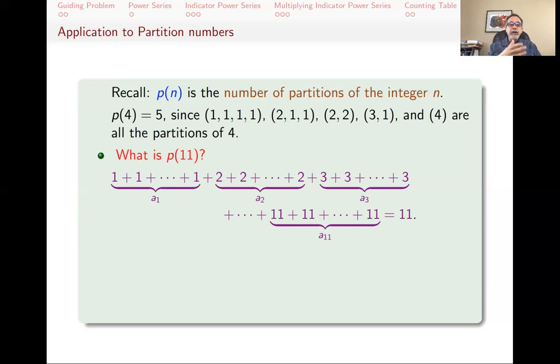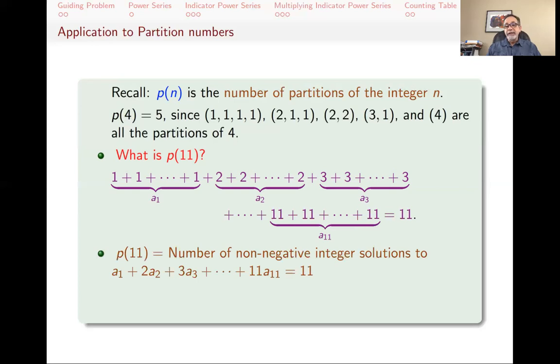We can say that we want to find A1 1s, A2 2s, A3 3s, and A11 11s to add up to 11. And I want to know what the possible choices are for A1, A2, A3, up to A11. And the number of those choices is the partition number P11. So reformulating that one more time, P11 is really the number of non-negative integer solutions to A1 plus 2A2 plus 3A3 plus up to 11A11 equals 11. And I can even change that around.